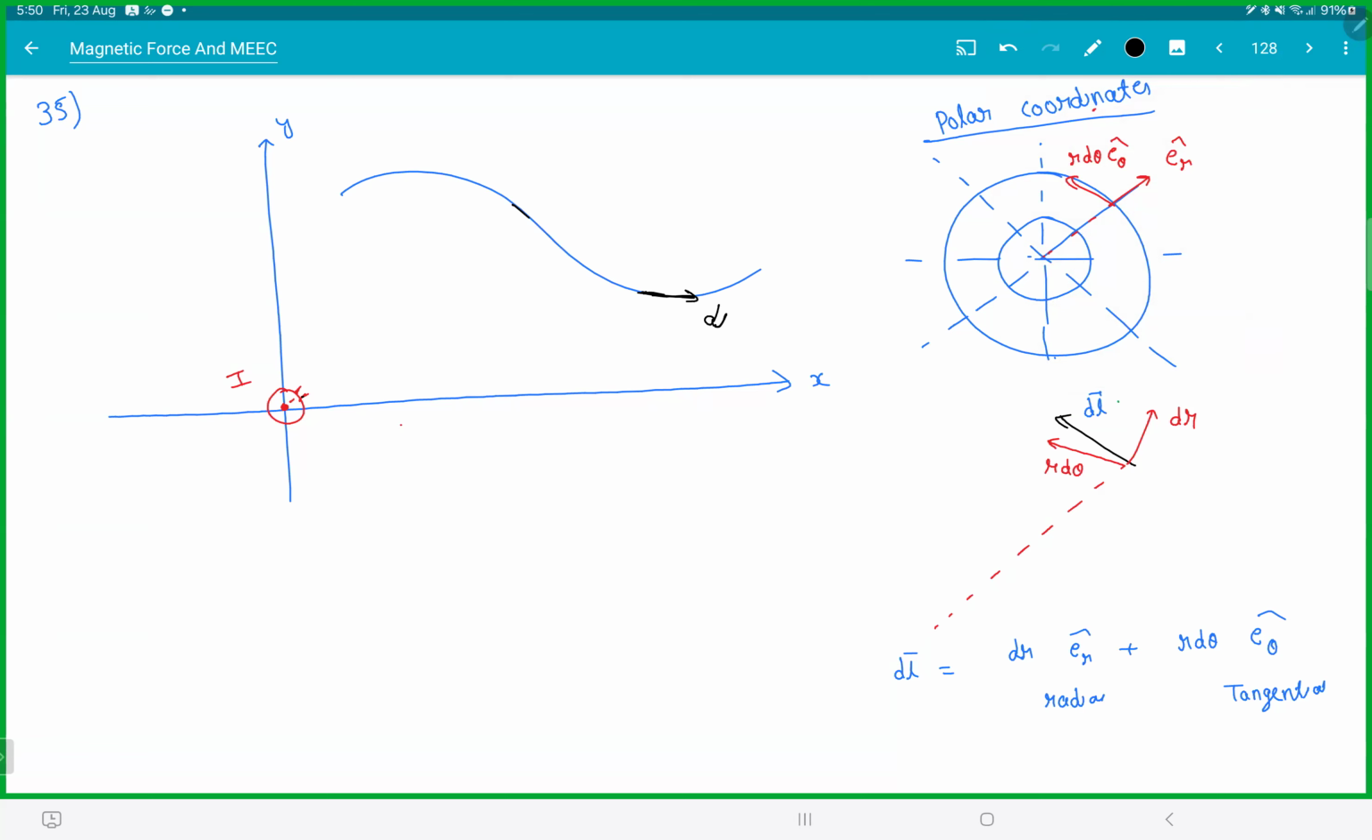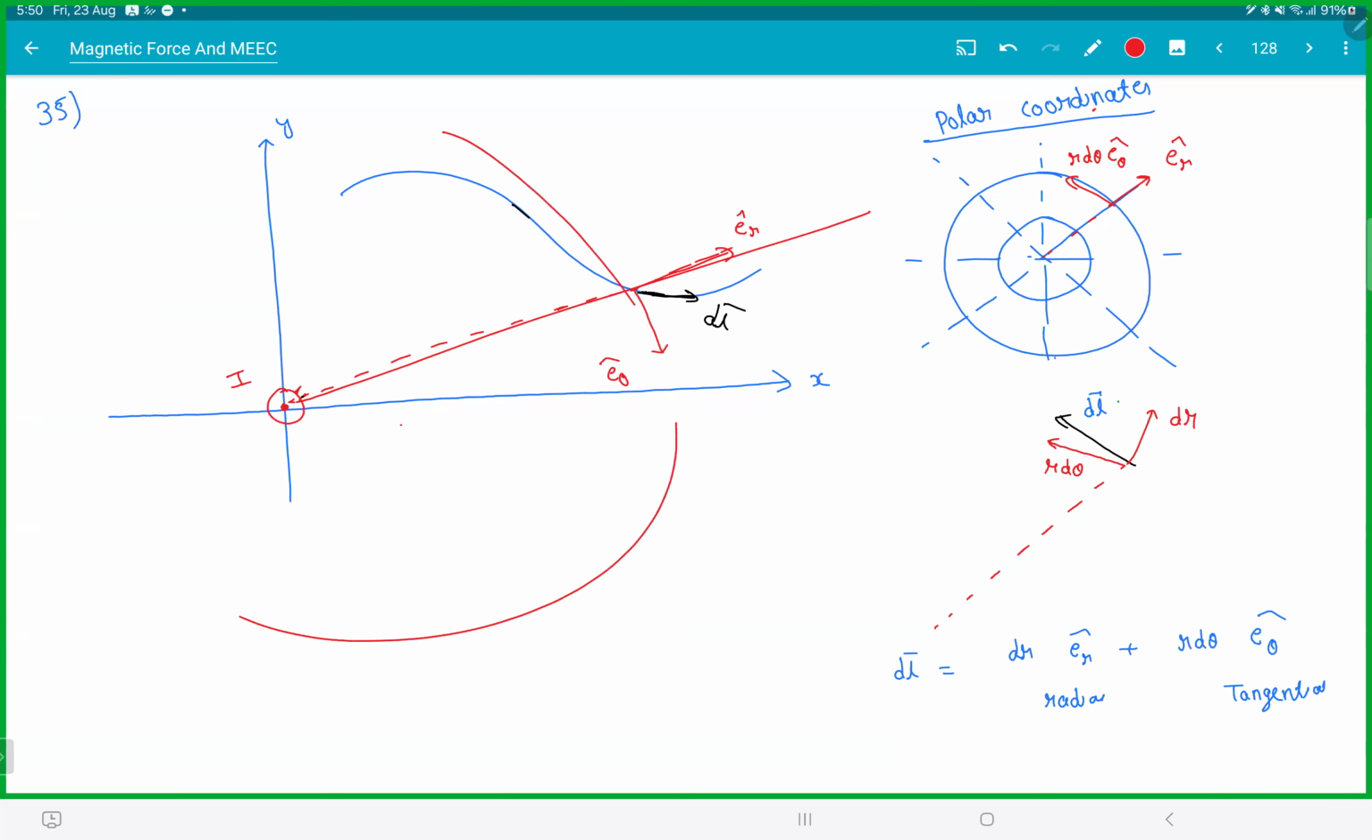Let's say this is your dl bar. From here, when you take your r bar, this would be your radial direction e_r cap, and this would be your tangential direction e_theta cap. Isn't it? What is radial direction? In polar coordinates, this is away and this is in a circle, isn't it?